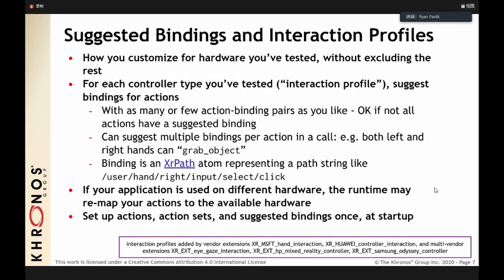For each device you test with, you submit actions and their suggested bindings for the corresponding interaction profile. The suggested bindings are the logical part of the controller that you'd like to use to drive that action. The specific button, for example. You can suggest multiple bindings per action in a call. For instance, both your left and right hands, and thus your left and right controller, can both cause action grab object to happen.